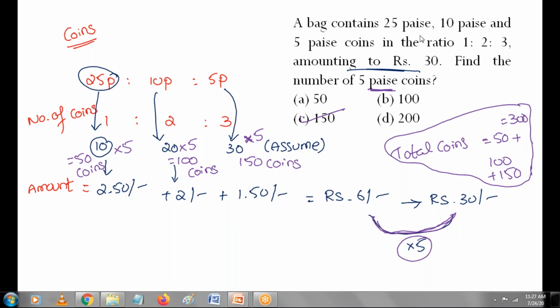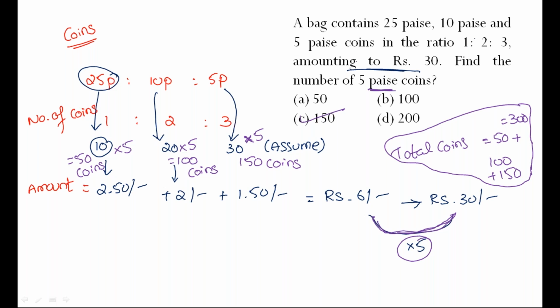Yeah, guys, listen. Here, 25 paise coins, this is 10 paise coins, this is 5 paise coins. It must be a multiple of 3. Only one option is a multiple of 3. This must be a multiple of 3. 5 paise coins are 3x. How many 5 paise coins is 3x? A multiple of 3. It's only option C.